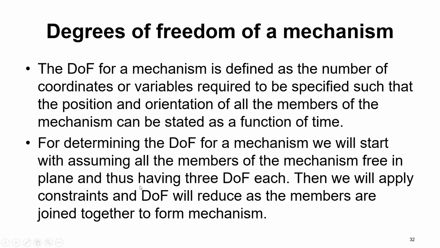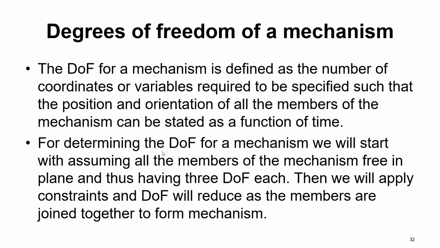All right, so now degrees of freedom of a mechanism. We are going to try to find the degrees of freedom of a mechanism, and we are going to introduce already derived theories. We are going to look at Kutzbach, Grübler, all those kinds of equations. The degrees of freedom of a mechanism is defined as the number of coordinates or variables required to be specified, so that the position and orientation of all members of the mechanism can be stated as a function of time.